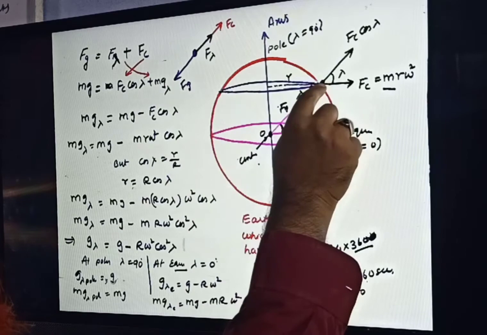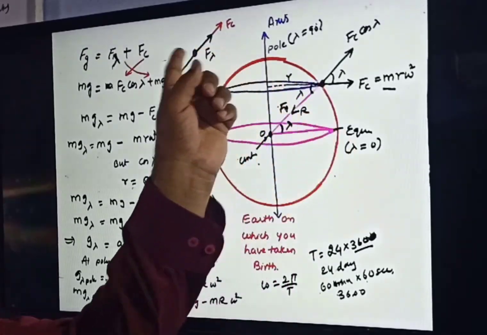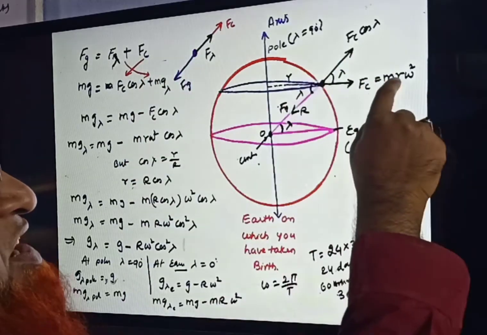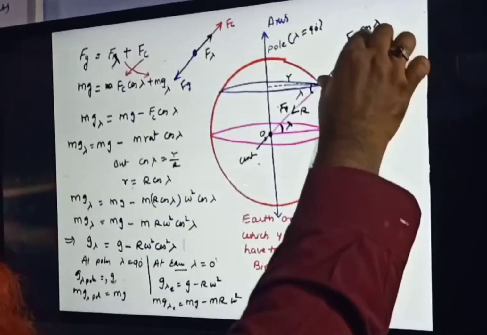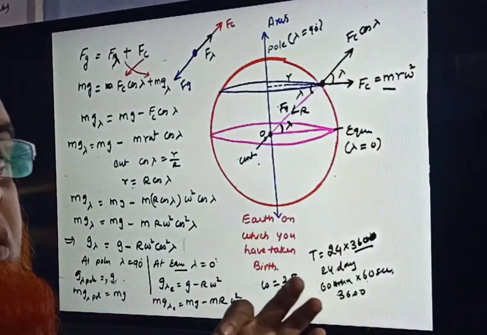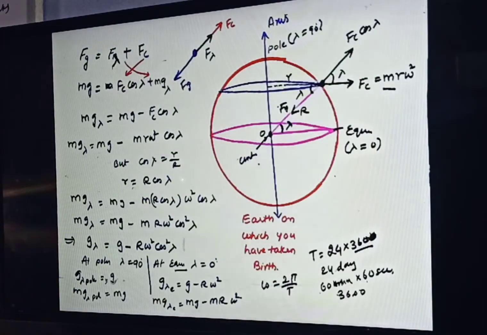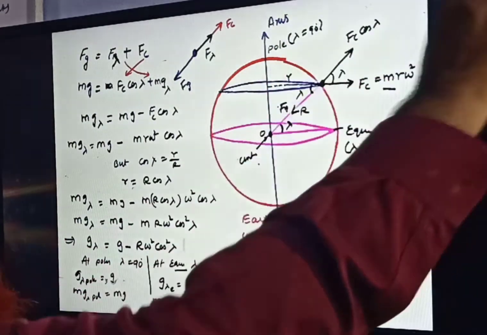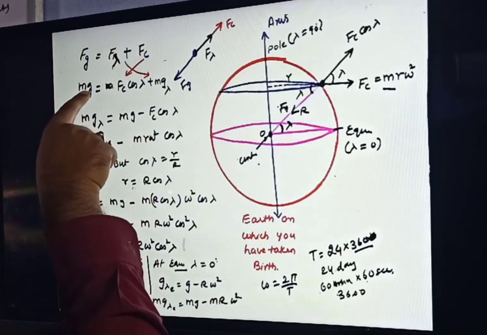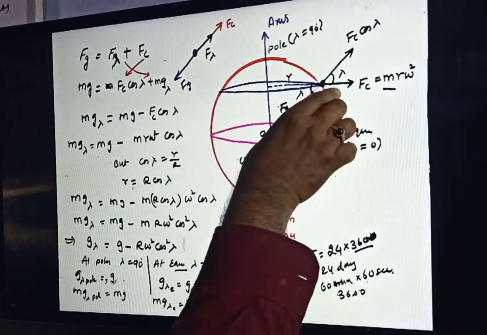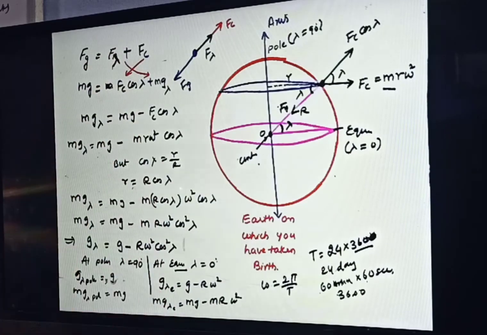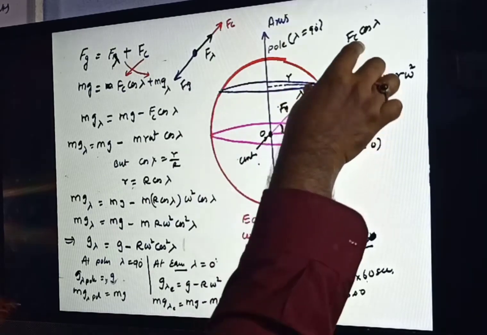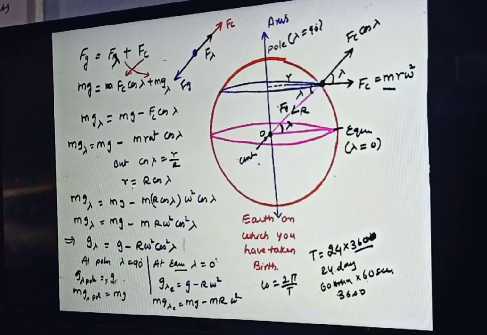If you take a free body diagram of the particle present here, how many forces are acting? One is the gravitational force, which acts towards the center. In this direction, if Fc is acting, then the component of Fc, which is Fc cos lambda, acts at this place. So totally, how many forces are acting towards the center and away from the center? One is the gravitational force acting towards the center. This is the resultant force, which is acting away from the center. In this direction the centrifugal force is Fc cos lambda.